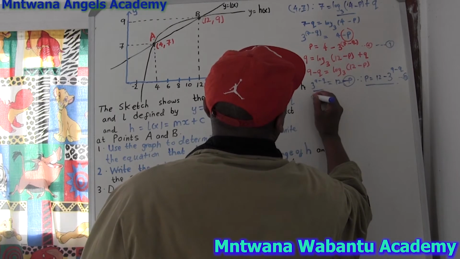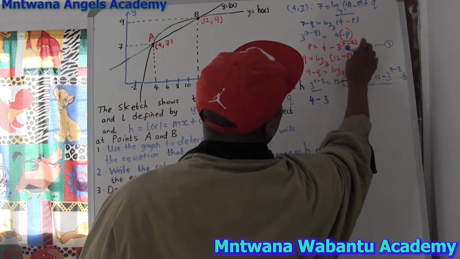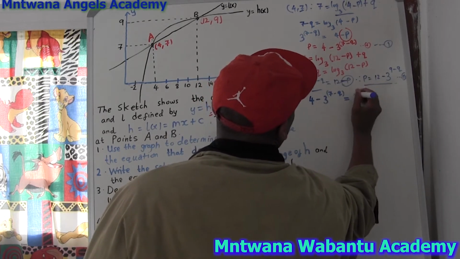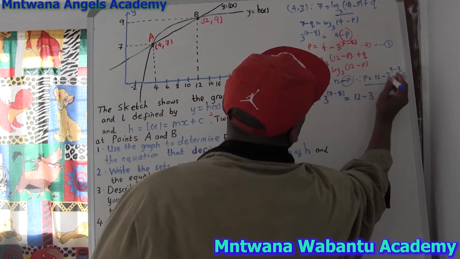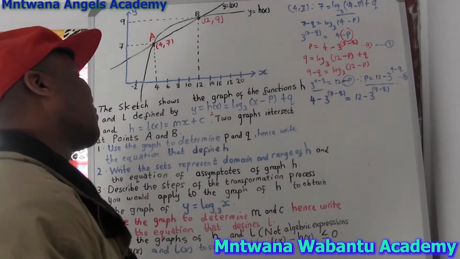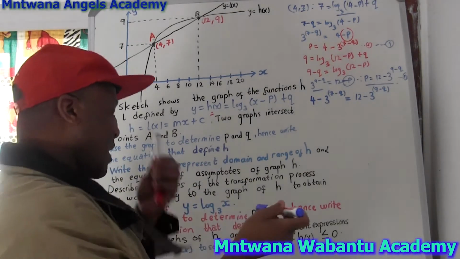So now we're gonna say 4, which is 4 minus 3, 7 minus q equal to 12 minus 3, 9 minus q. Now, so we can get the value of q. How are we going to get there? Take the group of 3 together and group the other number together. You know what I'm saying?